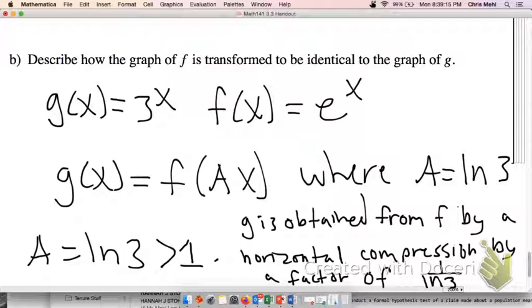One comment I should make: this problem seems to indicate that basically any exponential function is really just a transformation of any exponential function you could think of. Now, f of x equals e to the x, that's your natural exponential function. And 3 to the x, 4 to the x, 5 to the x, 1/2 to the x. Any exponential function you could think of can always be thought of as a transformation of the natural exponential function.